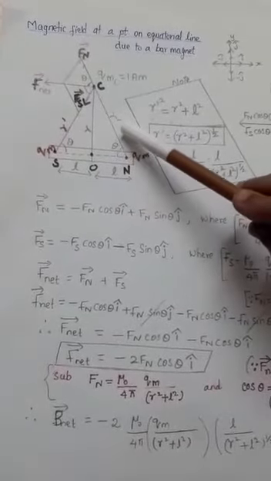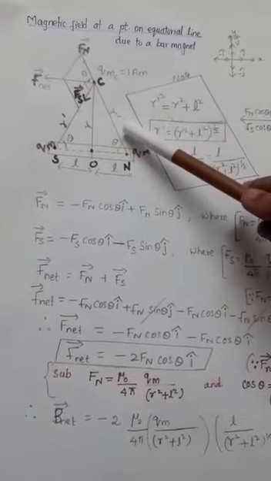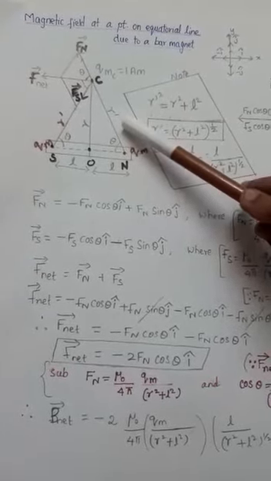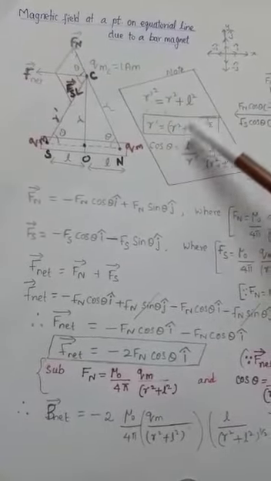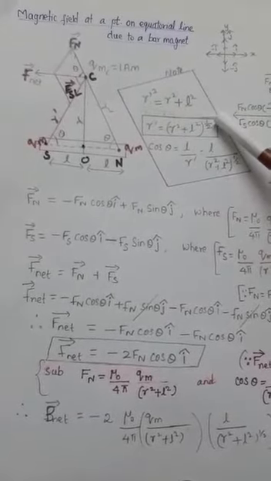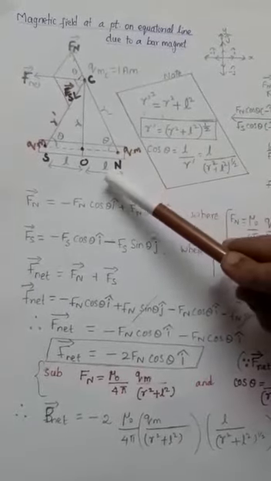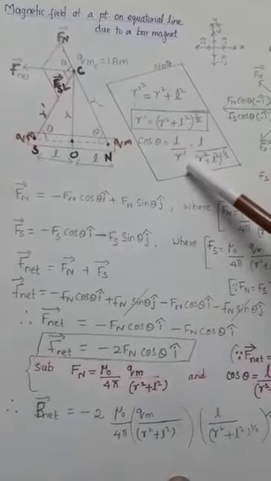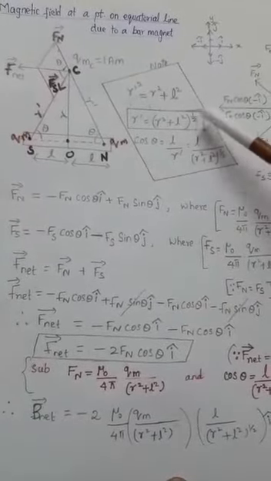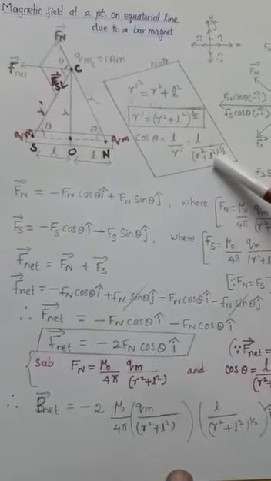To find out r', you can consider this right angle triangle ONC and apply the Pythagoras theorem. You will get r'^2 equal to r^2 plus L^2. So r' is equal to (r^2 plus L^2) power 1 by 2. Instead of root, I am writing it as power 1 by 2. In this triangle, cos theta is equal to adjacent side L by hypotenuse r', L by r'. You replace the r' value here. So you know the cos theta value also.